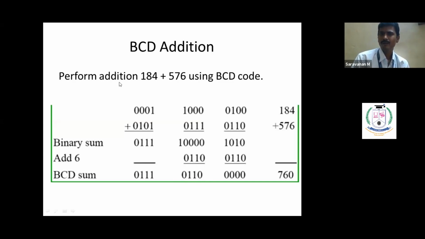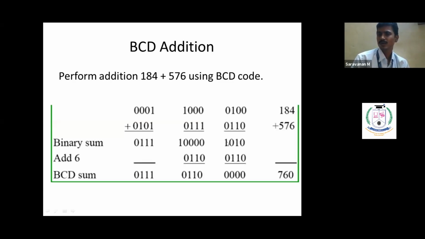I'm repeating here. For BCD addition, treat the decimal digits separately: 1 separately, 8 separately, 4 separately. Similarly, 5, 6, 7. Treat 5 separately, 7 separately, 6 separately. Perform binary addition. For those two cases, no problem. We are getting a proper form. Sorry, this is the proper form here. These two are not in a proper form.